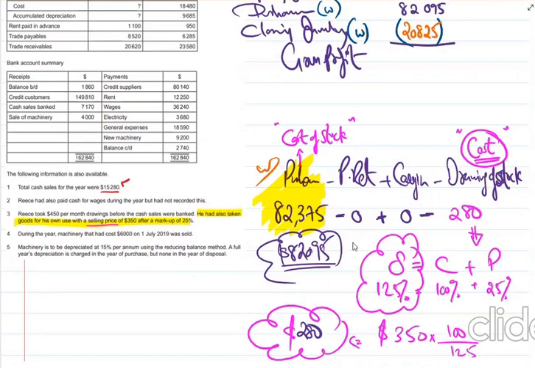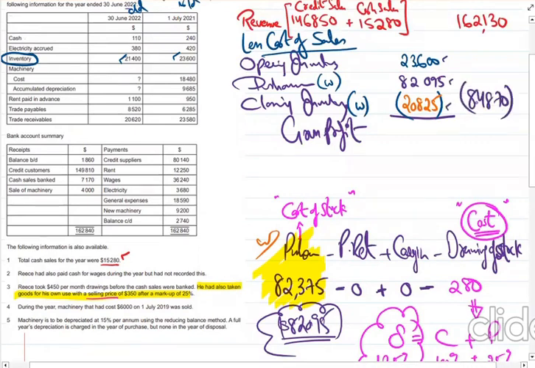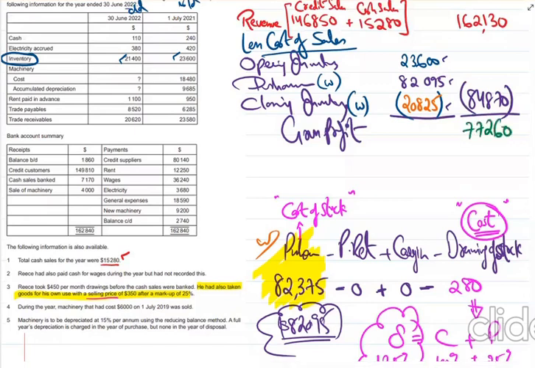Gross profit is, first cost of goods sold means this plus this minus this, 84870, and my gross profit is 77260. Correct. Expenses we will search.